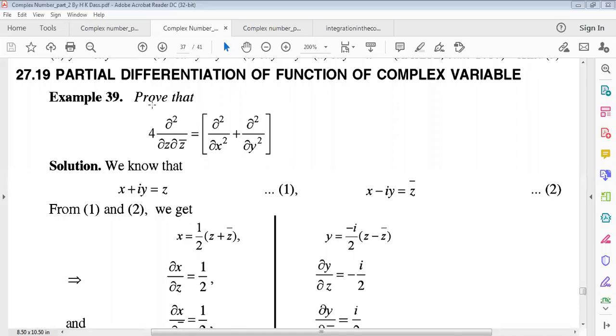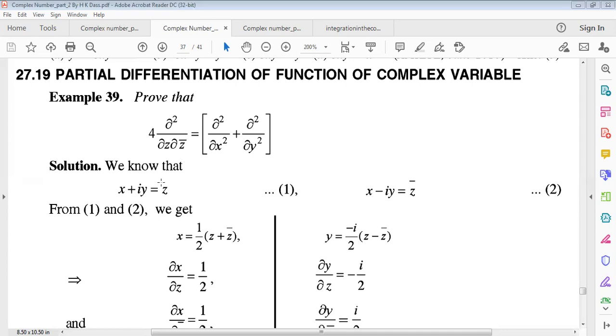Using the concept of partial differentiation, prove that 4 into the second derivative del square by del z del z bar, where z bar is the complex conjugate of z, equals del square by del x square plus del square by del y square. We have to prove this result where z is the complex number and z bar is the complex conjugate.